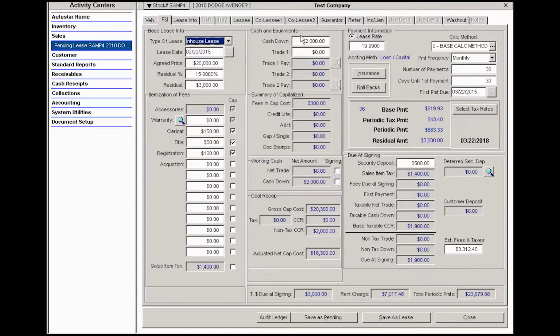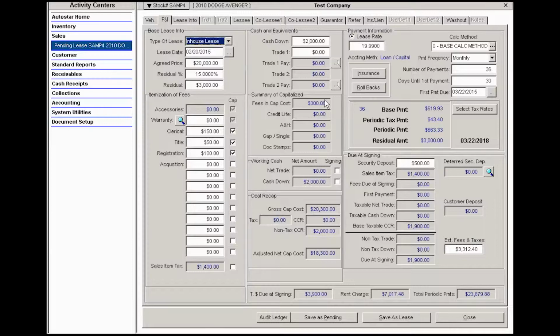The next section is your cash and equivalents section. This is where you're going to document or bring over from inventory the required down payment. And if you're going to accept a trade-in, then you would document the allowance that you're going to provide for that trade. These payment amounts can be used a little later to help reduce what is due at signing. So you can use the cash down and trade to offset due at signing costs. I'll show you how and where you'll do that in just a second.